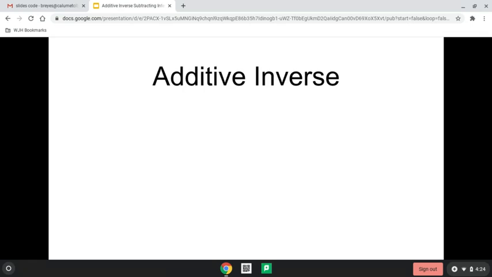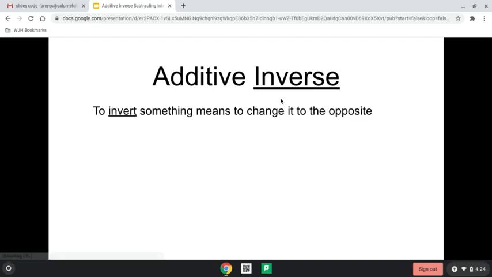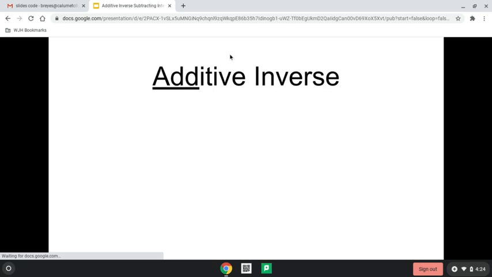First, we need to look at this giant term right here, additive inverse. So when we invert something, that's where this word inverse comes from, we change it to the opposite. And when we add something, well, we all know what add means. You put them together and they make a larger sum than originally. So the additive inverse is doing the opposite of what would happen if you added two integers together. So it's subtracting.